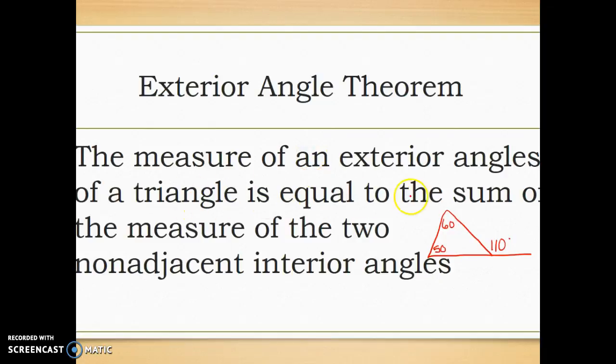So let's look at that again. The sum of the measures of the two non-adjacent angles. Remember, adjacent means next to each other. So this angle right here is adjacent to 110, so we're looking at the other two. If I add those together, I get whatever this exterior angle is.